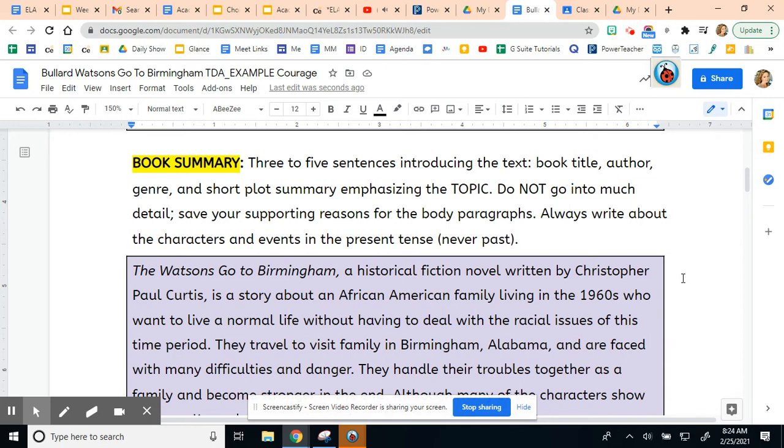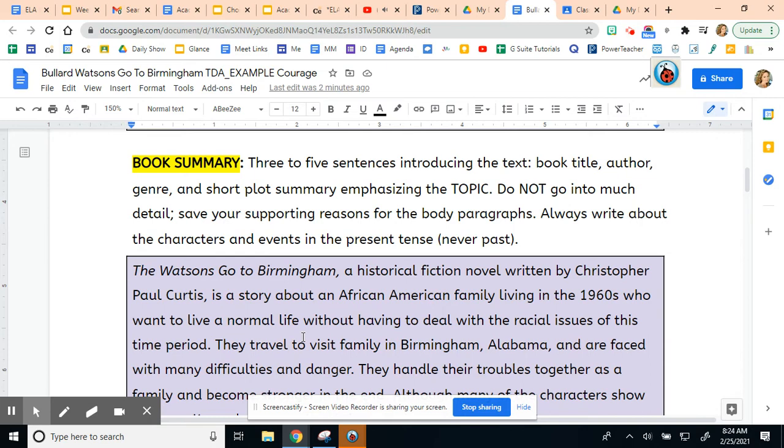So a book summary is 3 to 5 sentences introducing the text. You have to include the book title, and I want you to notice in my example that when I write The Watsons Go to Birmingham, I have to italicize the title and make sure all the words are capitalized except for the word to. That's how you write the title of a book. If you're typing it, you have to italicize it and write all the words in capital letters except for little words like to. So when you do that, make sure yours looks like mine.